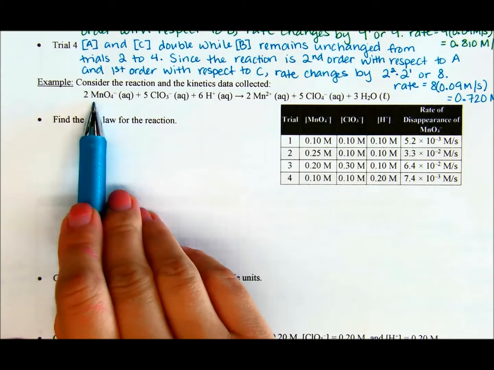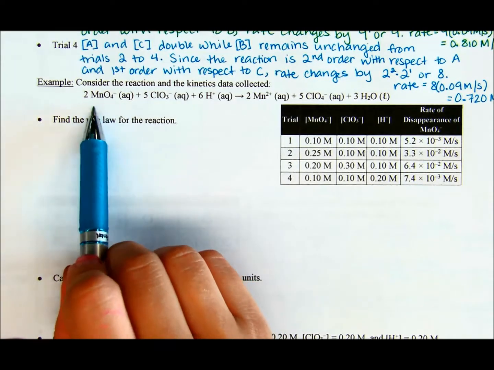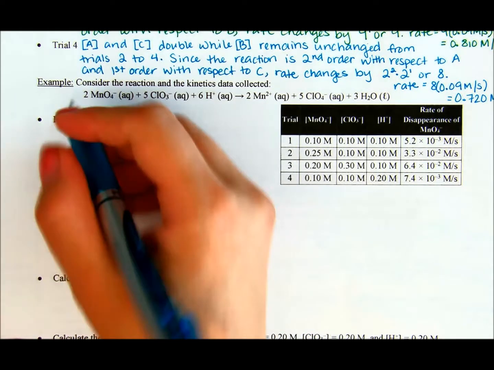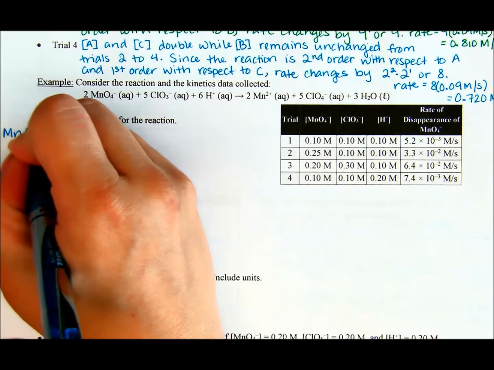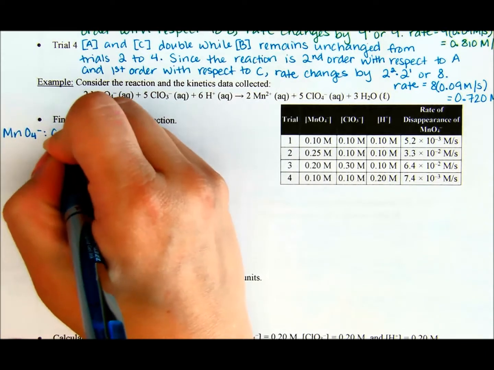So first I'm going to try to find the rate with respect to MnO4 minus here. So for MnO4 minus, I'm going to compare 2 trials.